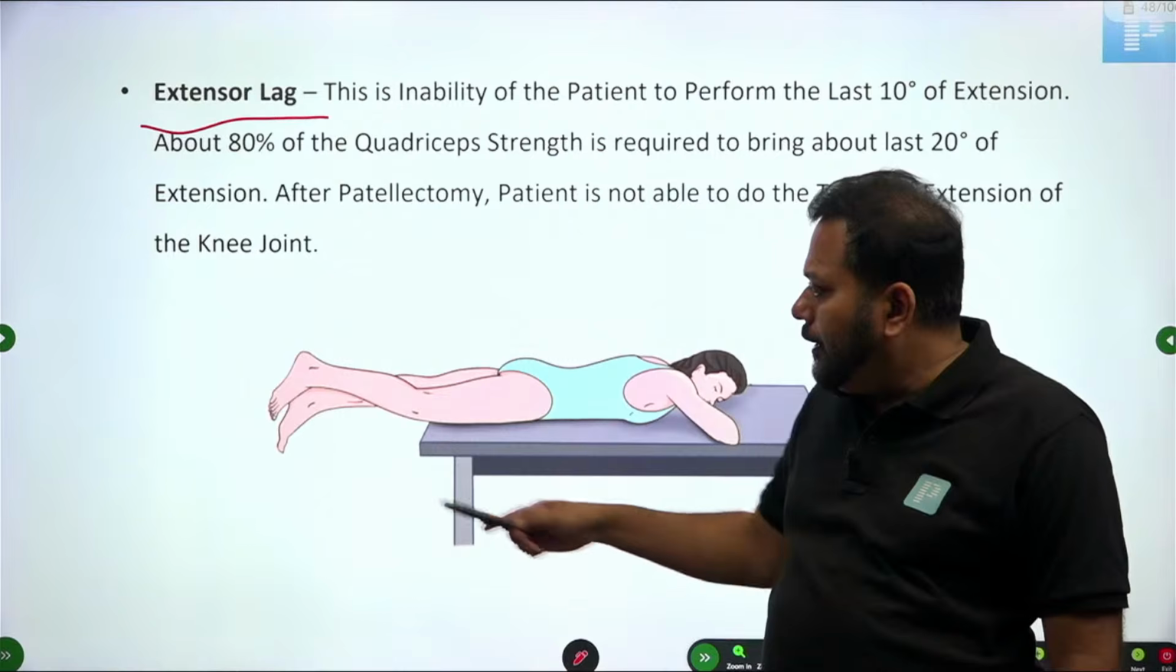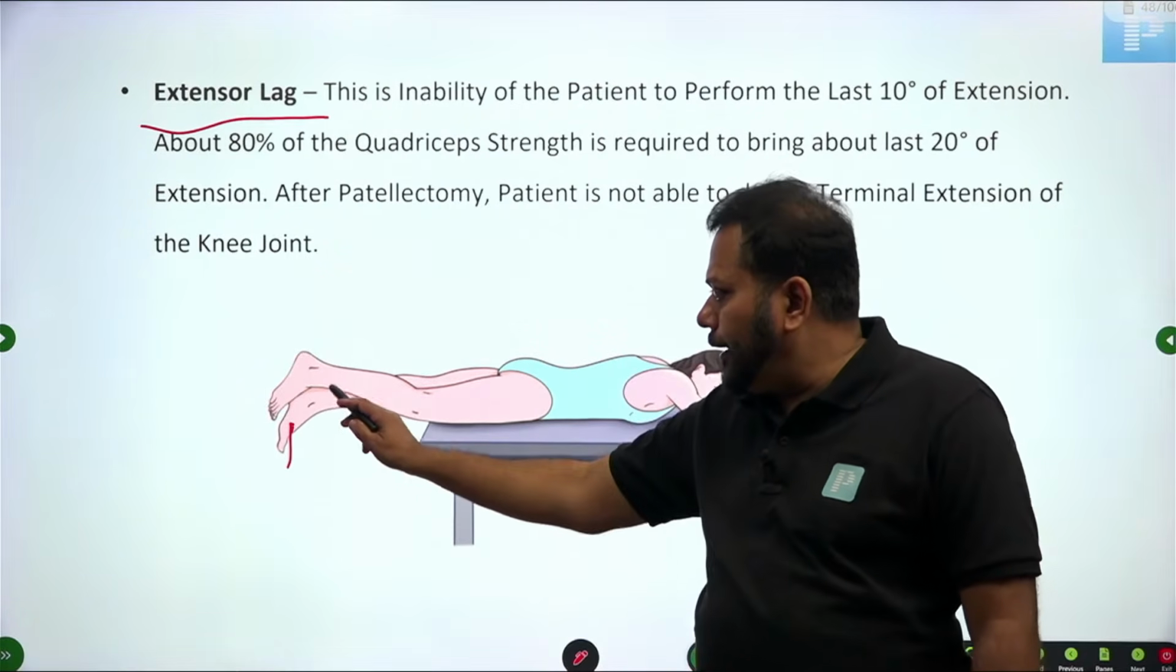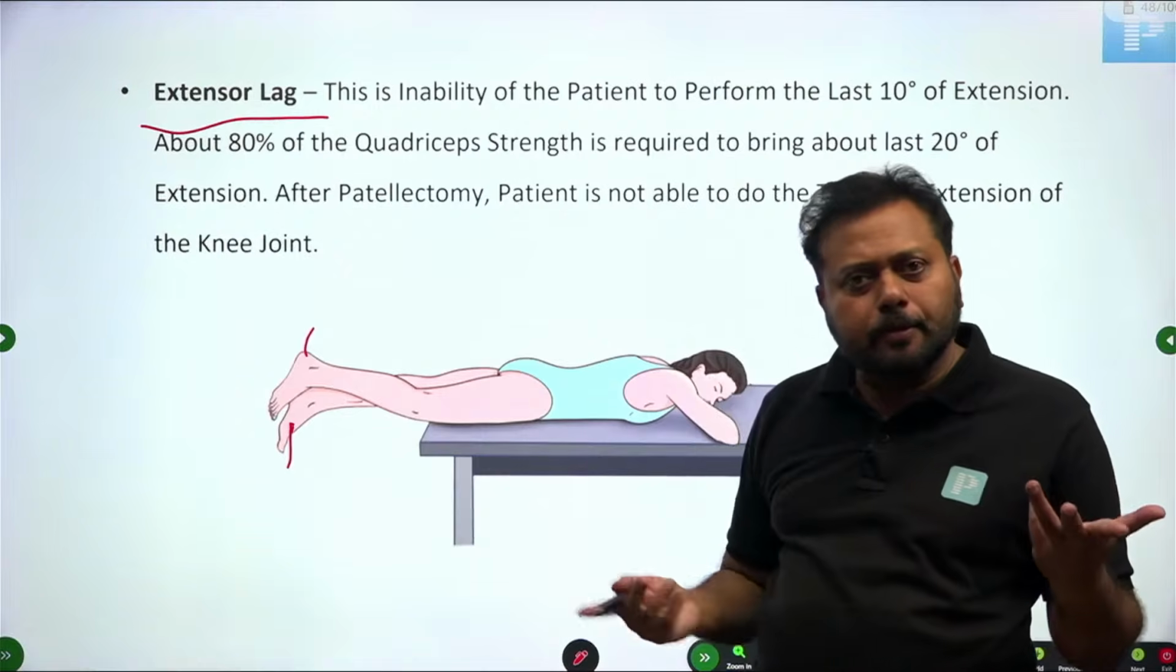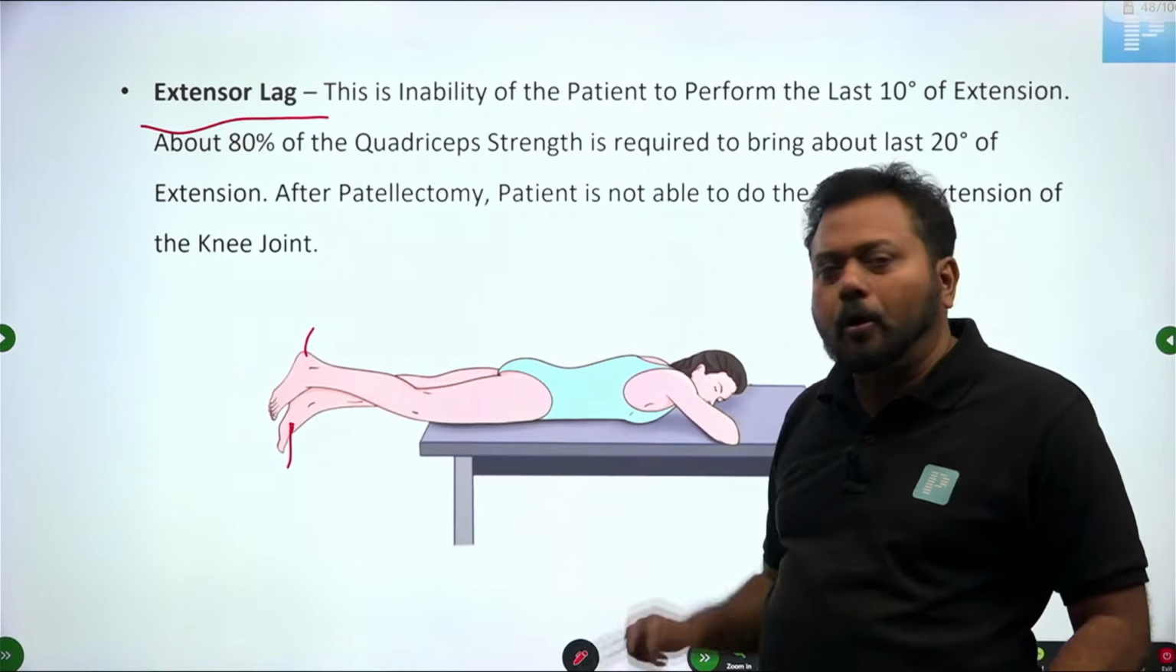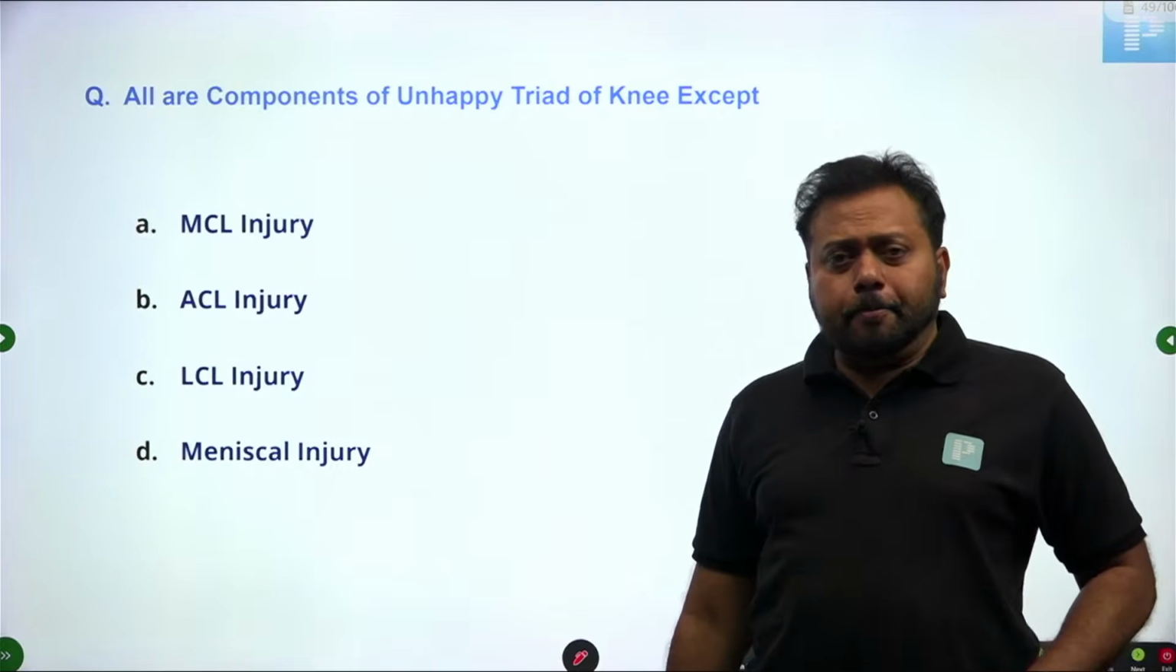You see here, this leg, he is able to extend fully. Here, the last 10-degree extension is not possible, unlike the other leg. This is called extensor lag. That's the only complication of patelectomy. We will move on to the next important question.